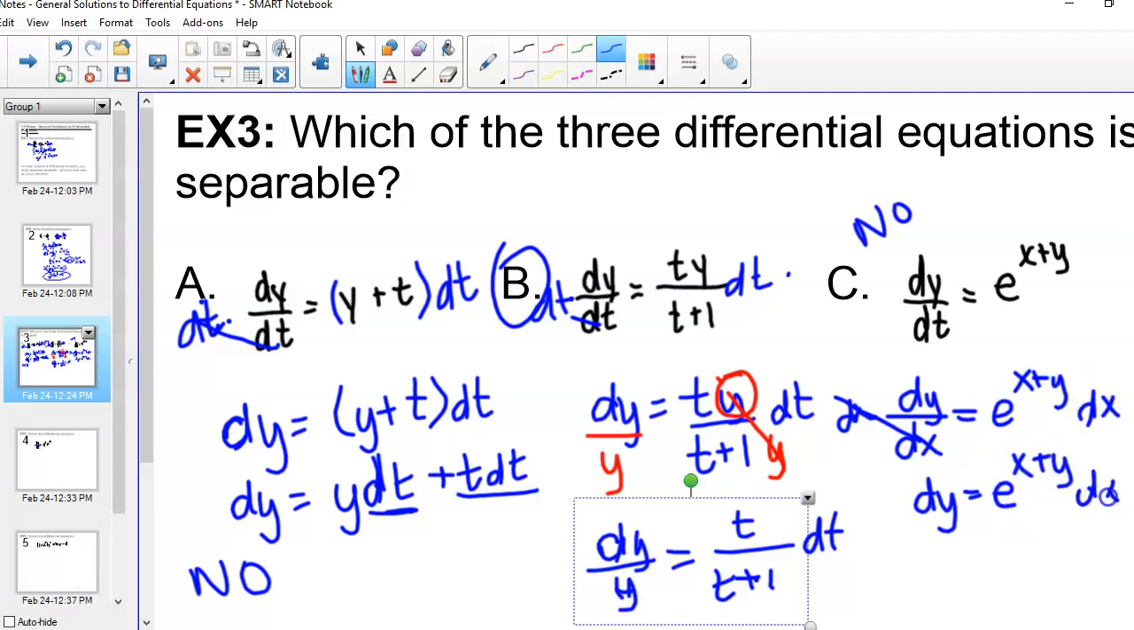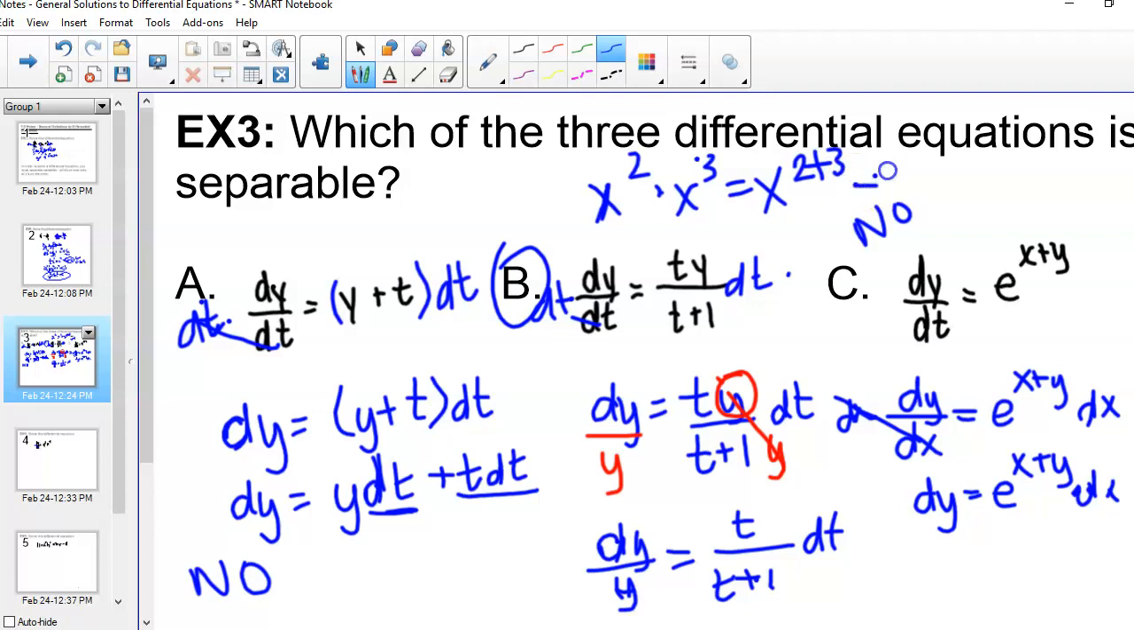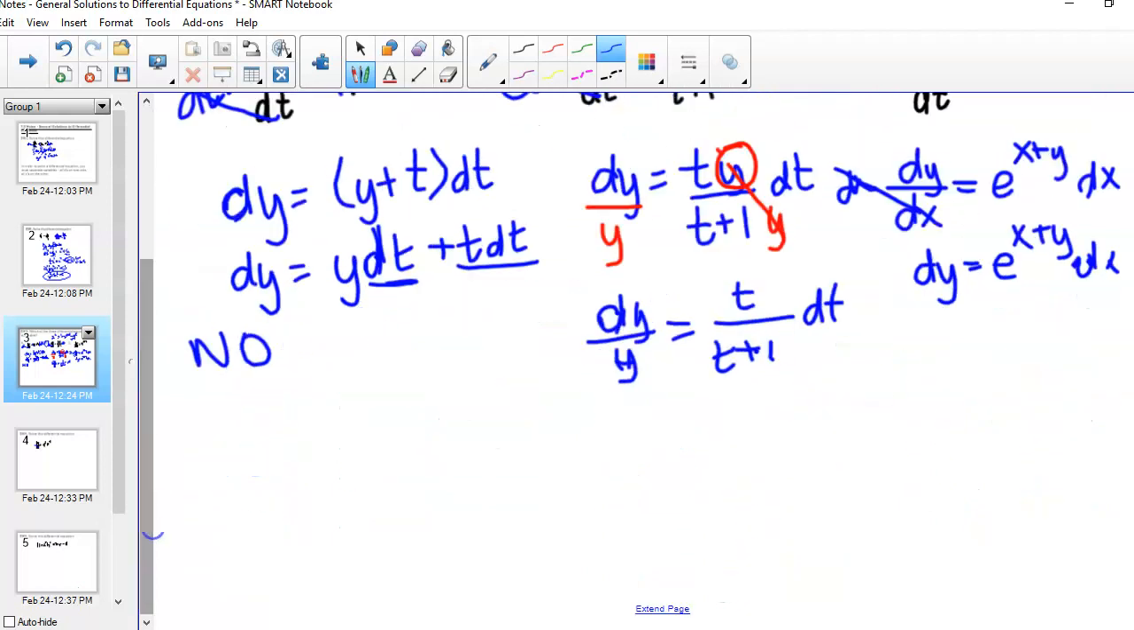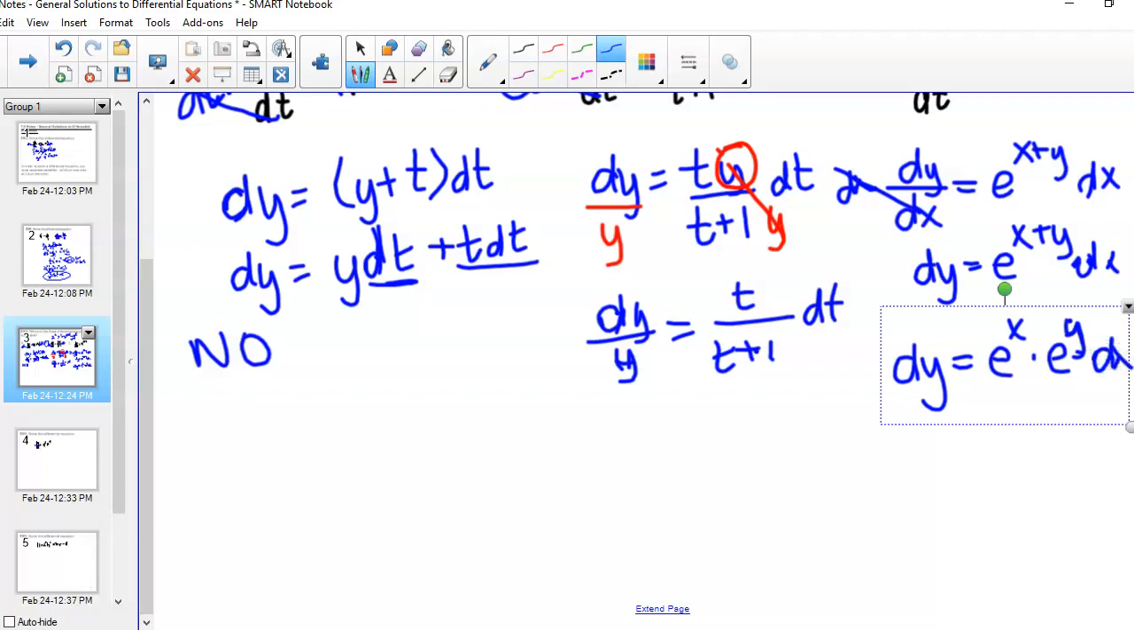which will not separate, except whenever I'm dealing with exponents, if I have something like x squared times x to the third, then that would be x to the 2 plus 3 power, or the x to the 5th power. So whenever I have e to the x plus y, I could change this and write it this way. I could write it as e to the x times e to the y dx.